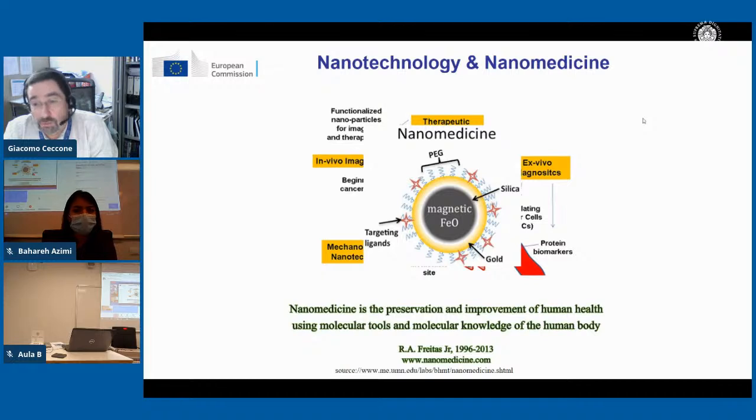And then gold, because gold is easy to grow, and also it has very good light properties, and it can be easily functionalized with different kinds of groups like polyethylene glycol to avoid agglomeration and to avoid sequestration by certain kinds of proteins, and also with biomolecules to target certain types of cells or certain types of receptors.